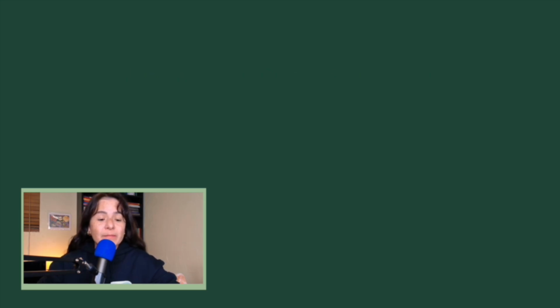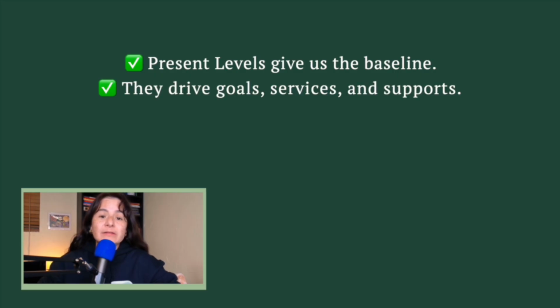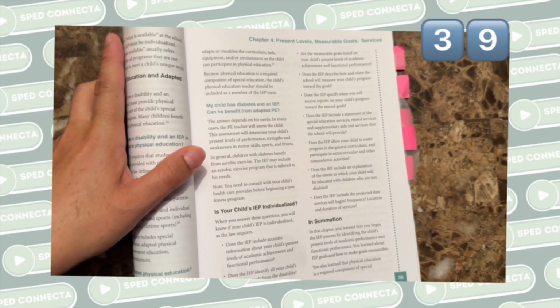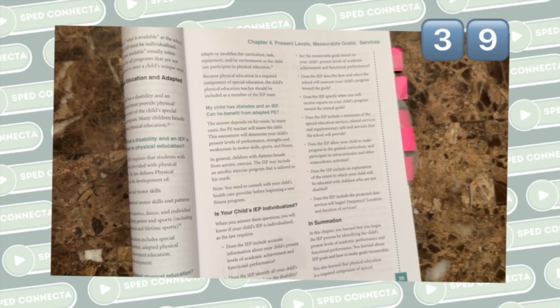To recap, the present levels give us the baseline. They drive goals, services, and supports. And when written with detail and data, they ensure the IEP is truly individualized. In the book, on page 38, it actually gives you a checklist so you know if your student, your child, has an individualized IEP. And that's the real test: does the IEP actually describe the student that is in front of you? Or is it copy-paste?